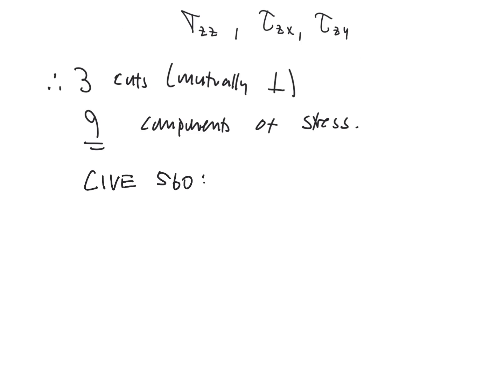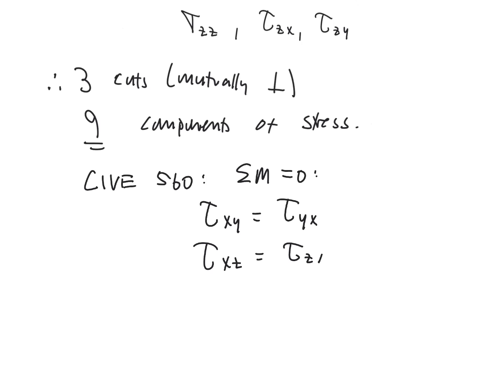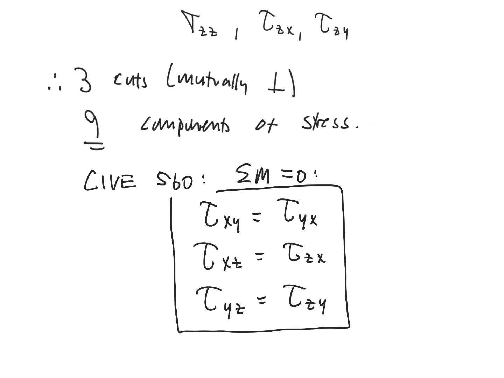But in that class, what we show is you can use moment equilibrium on a small piece of solid. I'll just write it like this. You can use sum of the moments is equal to 0. And what turns out in a very attractive result is that tau xy, so the shear stress on the x face in the y direction, is equal to the shear stress on the y face in the x. The shear stress on the x in the z is the same as the shear stress on the z face in the x. And finally, shear stress on the y face in the z is the same as shear on the z face in the y direction. So we have those 3 results.